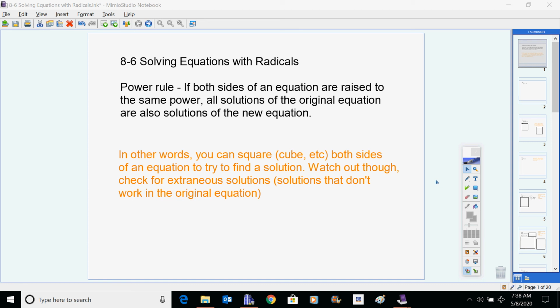Good morning all. We're ready to jump right into solving equations with radicals today. So let's just get right to it. All right, so we want to talk about the power rule. Basically what it says is that if you have two sides of an equation, you can raise them to the same power and still find the solutions, and that's sometimes a good way to solve them.